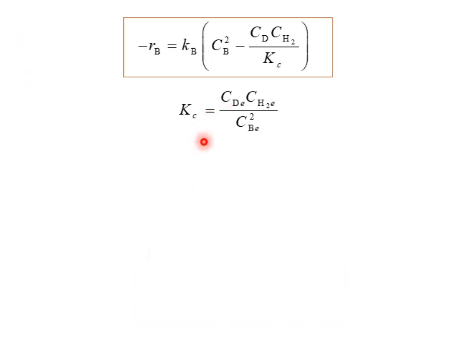Okay, and we have also defined Kc to be the concentration of the product D at equilibrium times the concentration of hydrogen at equilibrium divided by the concentration of benzene at equilibrium raised to the power 2. This is the expression of Kc, which is used in this rate law.